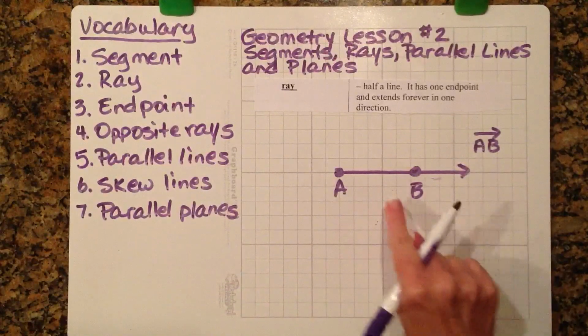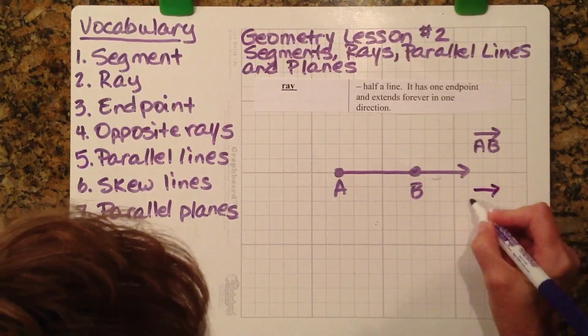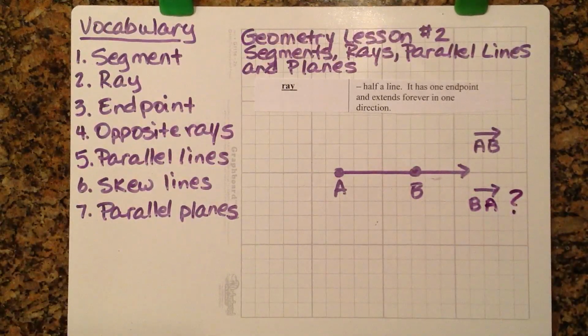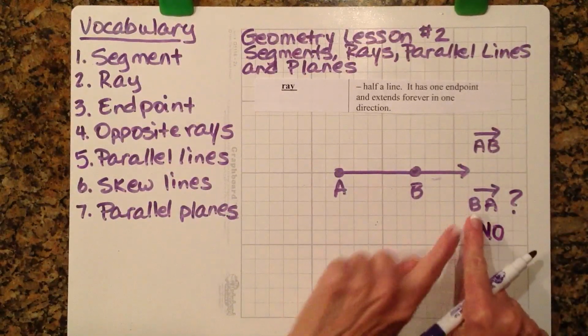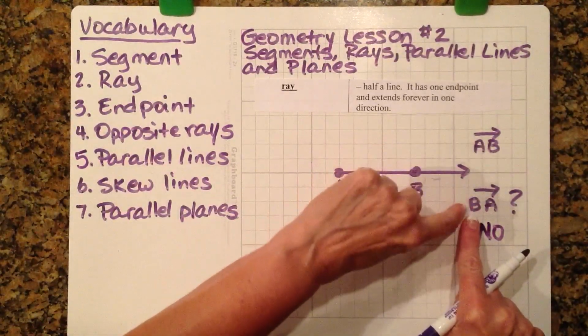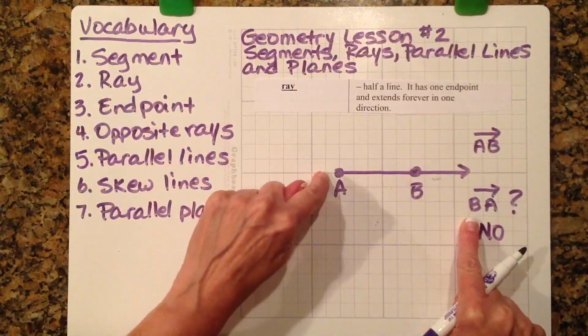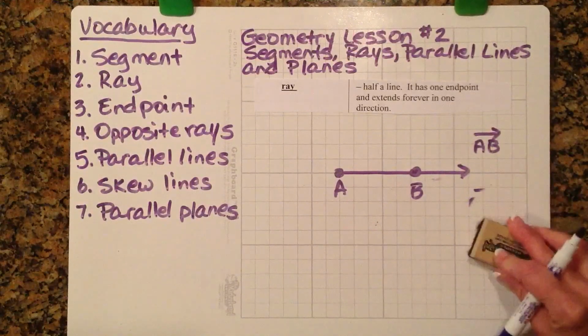Okay, can I write this same ray like this, BA? Can I write it that way? No, you cannot. See where it starts? This part has to be the endpoint. This is not the endpoint. A is the endpoint. So on a ray, it does matter how you write it. It's very, very specific.